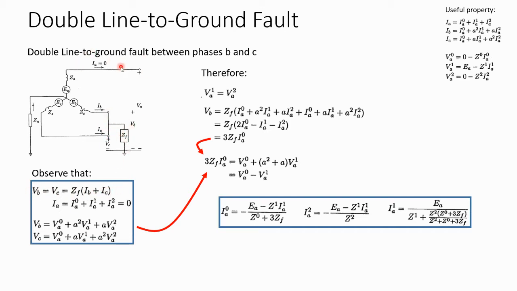And then IA is open circuit, therefore it is 0. And from our symmetrical component analysis, we know that IA is equal to IA0, IA1, and IA2 summed up together.